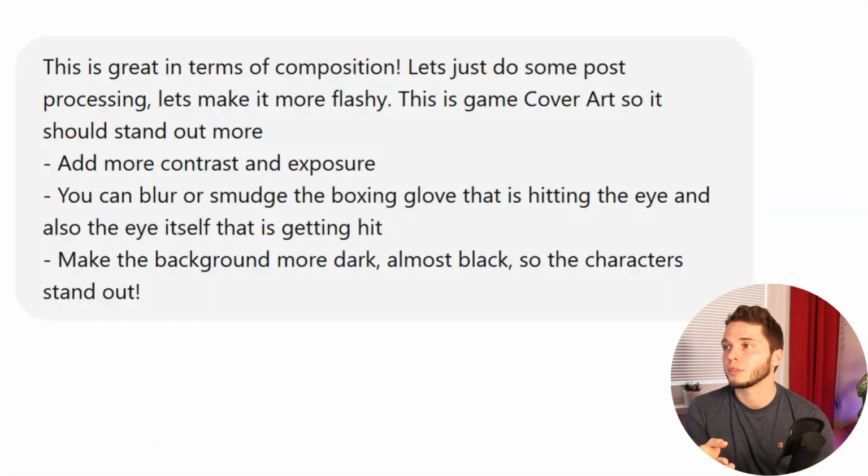Okay, so here are the things that I told ChatGPT. First, I gave him a compliment because he did a pretty good job, but it still needs some changes. So first I told him to add more contrast and exposure. Then I told him to add blur or smudge to the boxing glove and to the eye that is getting hit. And last, I needed the background to be dark. And this was what he generated.